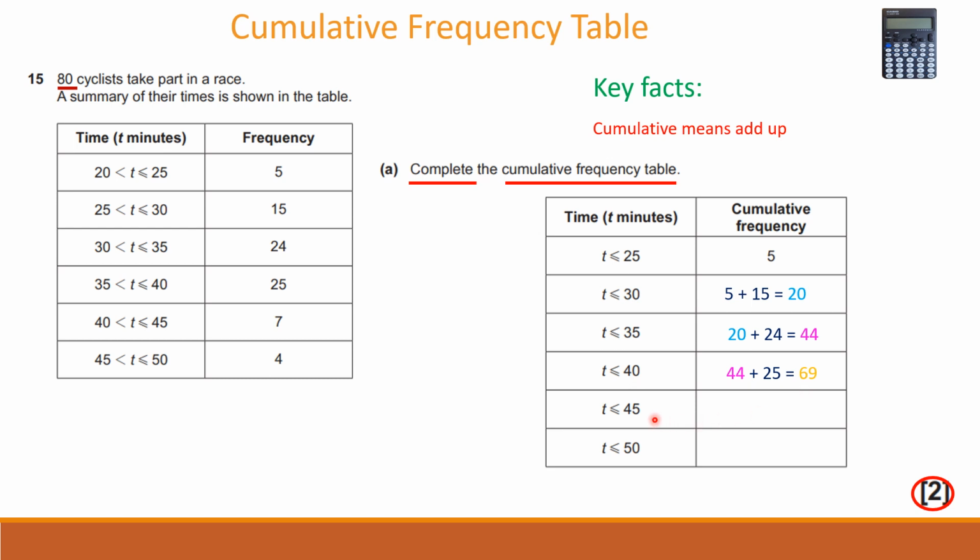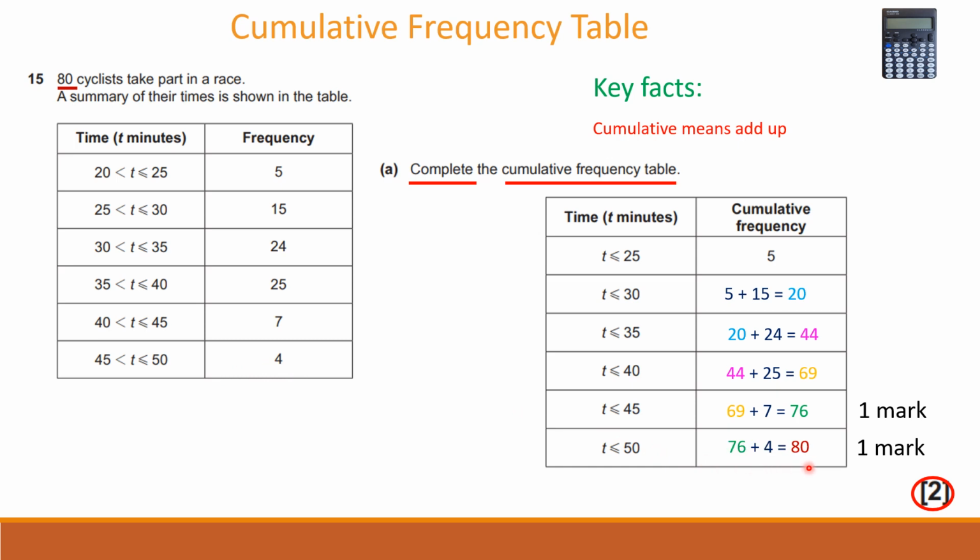Next, we're going less than 45. So that is everything lower than 45, or everything above this 7. And again, we already know the value of the first 4 added up was 69. Add on the new 7, which gives me 76. The last one comes from adding all of them together. And when you add them all together, the answer should be 80, because it tells you in the question there were 80 cyclists. So if you've added them up correctly, this 76 plus 4 gives you 80.